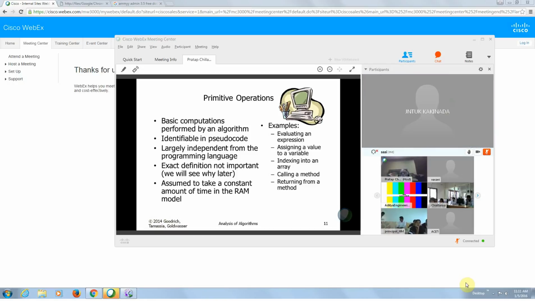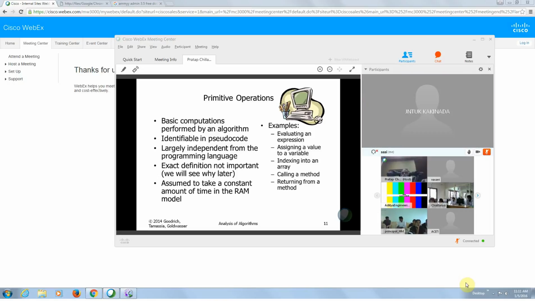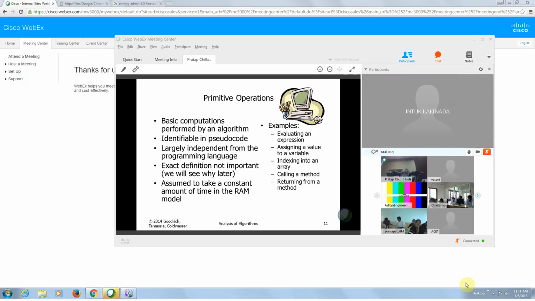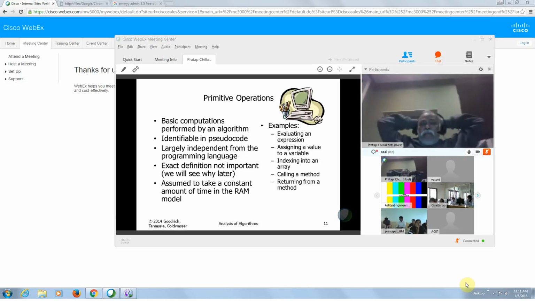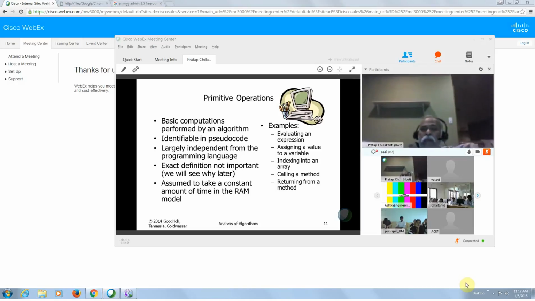So what did we learn? In order to do a non-programming way of algorithmic analysis, we need to have some idea of what the primitive operations are. Primitive operations are defined as the basic computations performed by an algorithm. You should be able to identify them in pseudocode. If I say an assignment statement, i equal to i plus 1, I should be able to understand that in pseudocode. Since it's pseudocode, how you write these primitive statements is independent of the programming language.